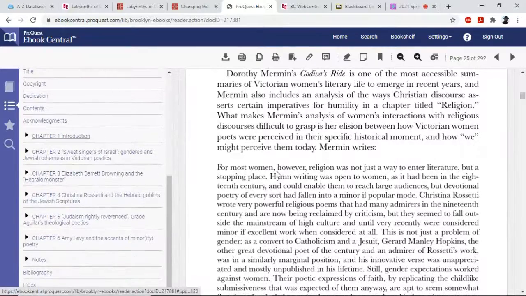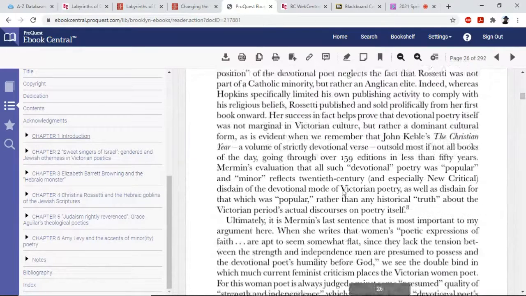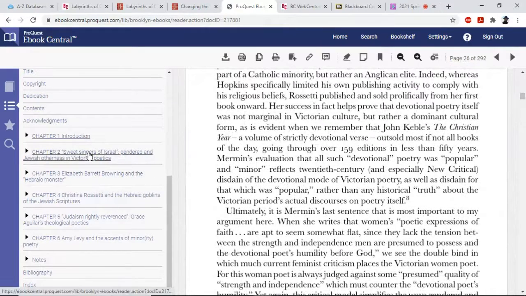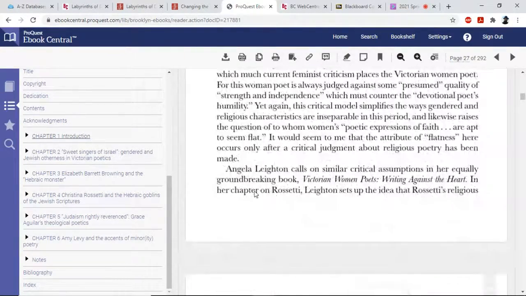All right, so at this point, I think we can safely say this book will probably be helpful to us at a later stage. So we might then go look at the chapter headings: Christina Rossetti and the Hebraic goblins of the Jewish scriptures. Okay, duly noted. So there's a whole chapter devoted to her. We see that there's some other women poets. We see that they're dealing with monsters, and perhaps even religious monsters. All right, so that's great. So at this point, that's all you kind of need. Later, you'll go back and read it. But for now, we've gotten enough information.